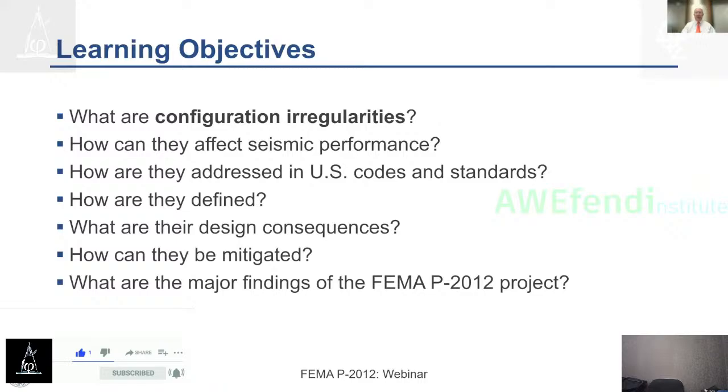There are design consequences, maybe analysis, design, and detailing requirements associated with the existence of various irregularities. And there are ways that we can mitigate some of those irregularities that we'll talk about specific to each type. As we're doing so, you've already heard that the FEMA P-2012 project was addressing irregularities. So we're going to give you a little bit of background about that project.